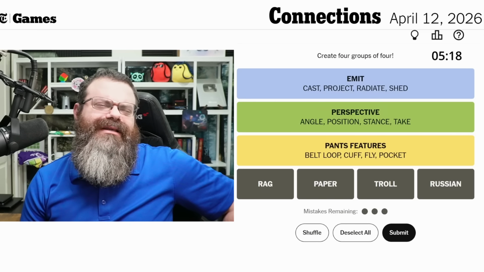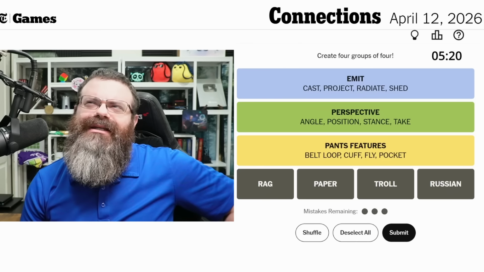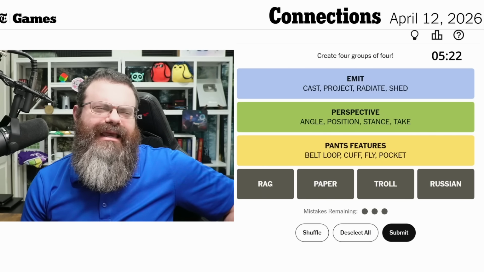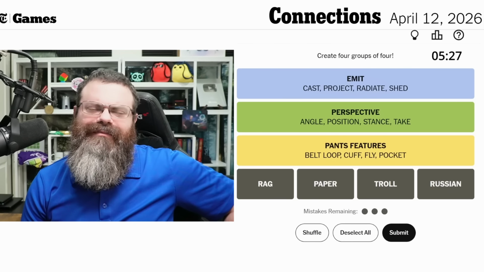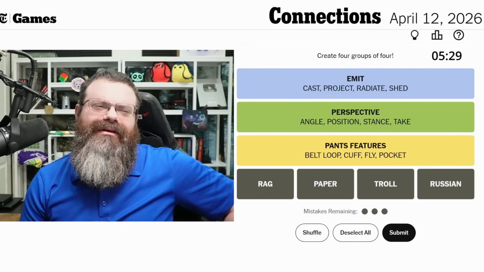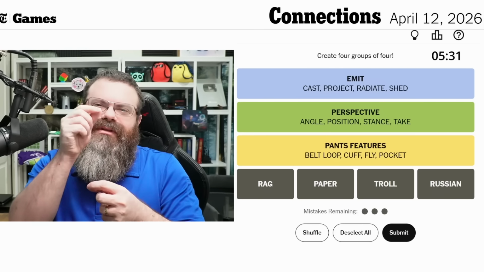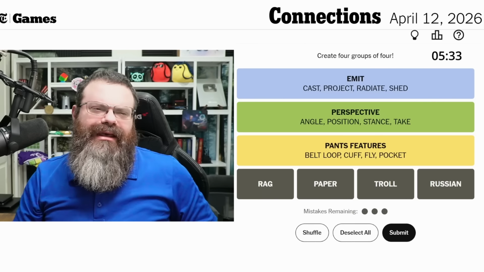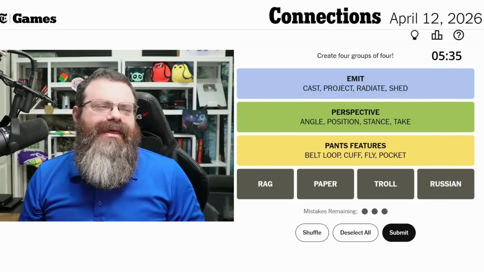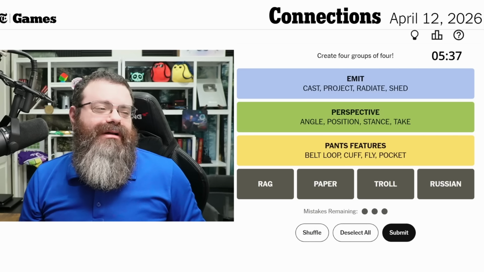Could these be like children's toy type things? Because we've got Raggedy Ann. I don't know what paper would be, maybe a paper airplane, but I'm not really sure. The trolls, like the little troll dolls with the long colorful hair that sticks up, and then Russian dolls. Are they all dolls? Oh, they might just all be dolls.